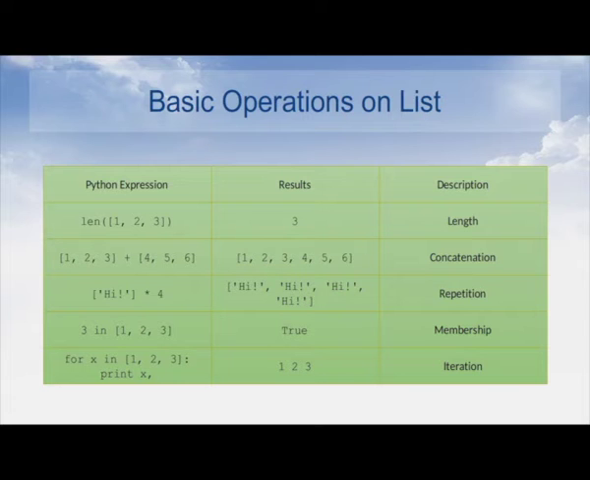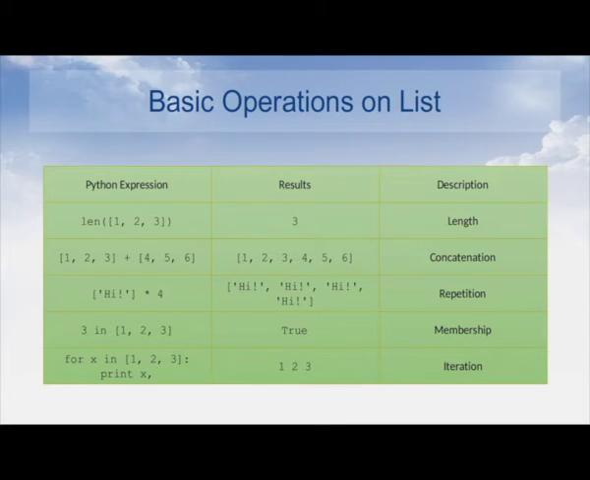In the first row of the table, I use the function len. So these are the basic operations: len, and I give a list as an argument and I get the number of elements in that particular list. So I give len of [1, 2, 3], a list whose elements are 1, 2, 3. I get the result as 3. The number of elements in the list is 3.